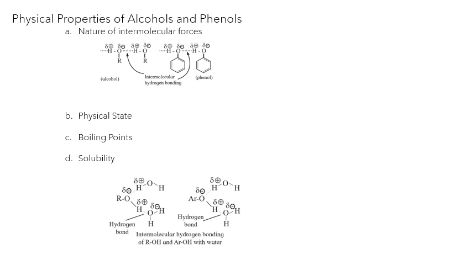Third property, the boiling points. The boiling points of alcohols and phenol increase with increase in their molecular mass. Solubility: phenols and lower alcohols having up to 3 carbon atoms show appreciable solubility in water due to their ability to form intermolecular hydrogen bonding with water molecules.